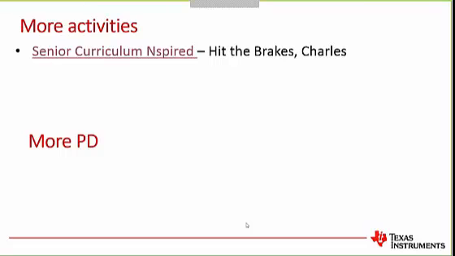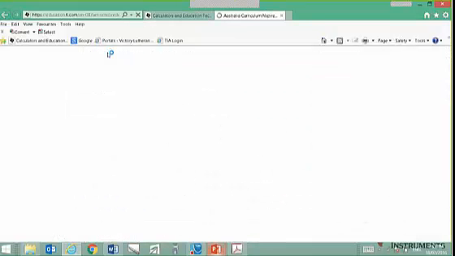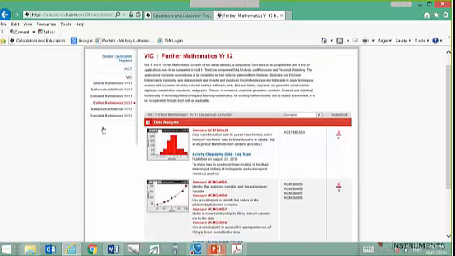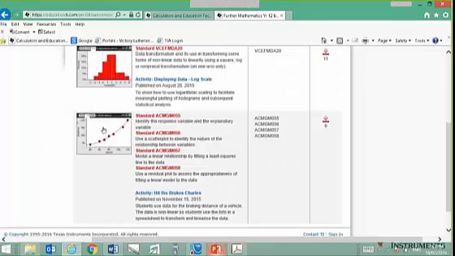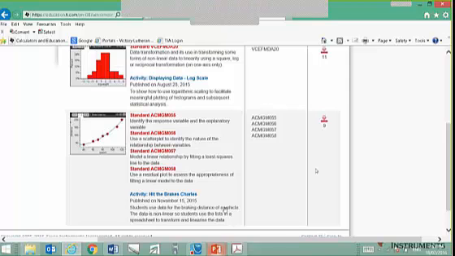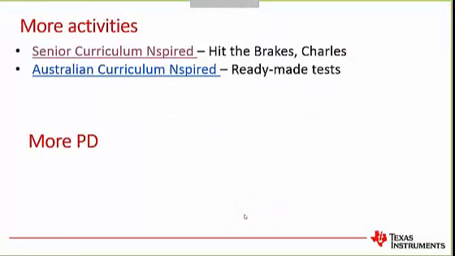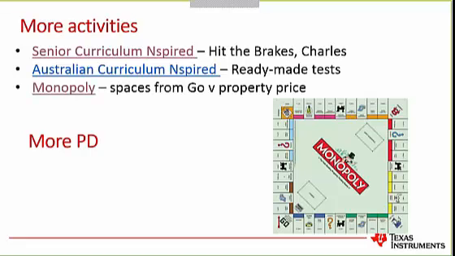More activities, more PD, I'll just point you towards. Senior Curriculum Inspired is opening up. When you click this on your PowerPoint, it will take you to that new part of the Texas Instruments web page. You can click on, say, Further Mathematics. You can see activities that can be downloaded, Hit the Brakes, Charles, and more. There are also activities, including ready-made tests on the earlier part, Australian Curriculum Inspired, and also more activities.